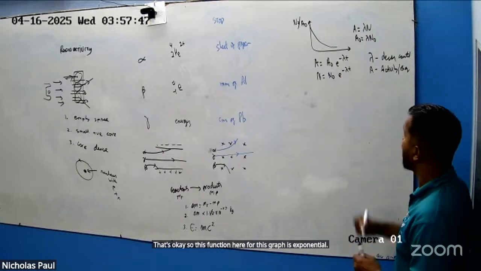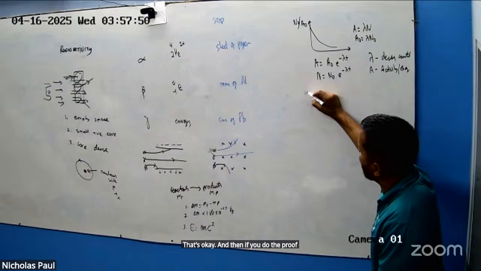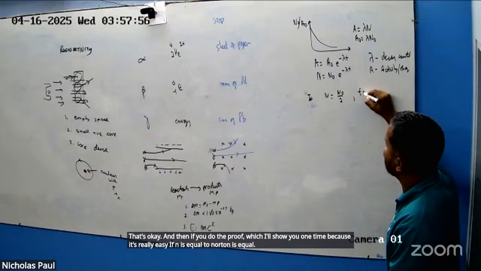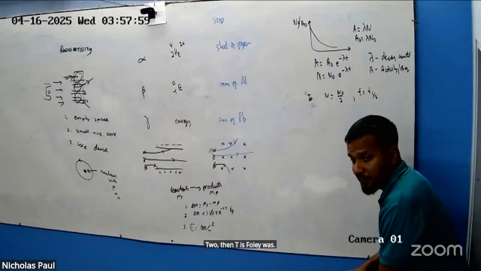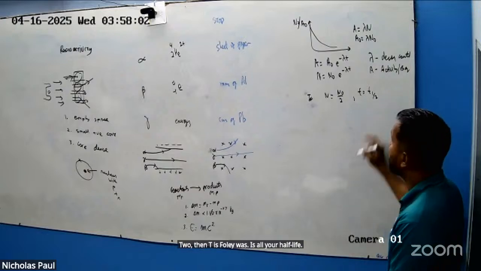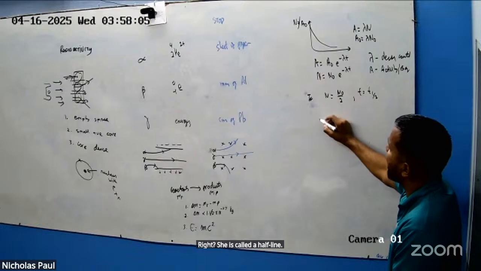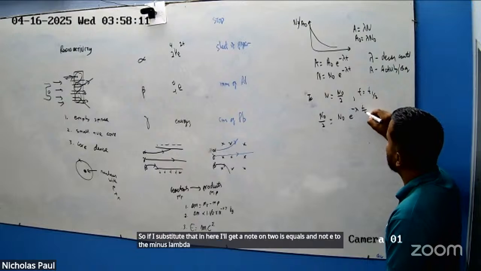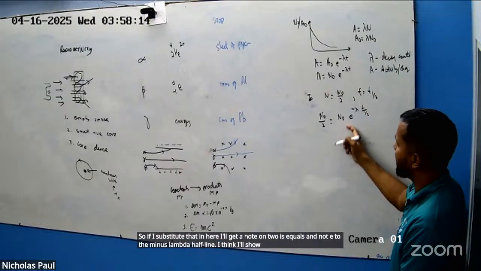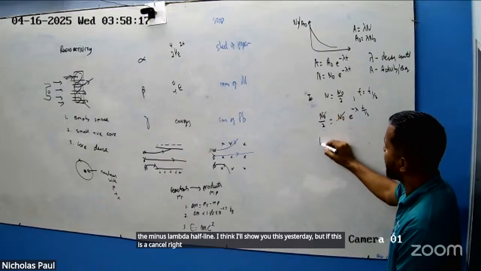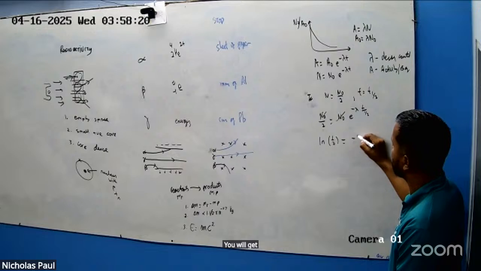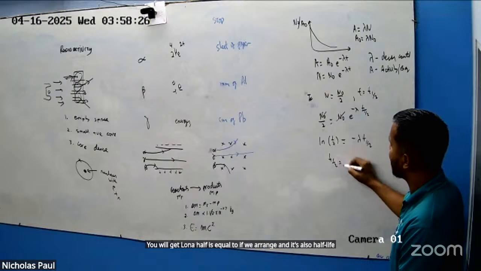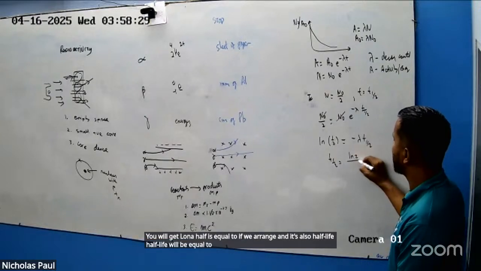And then if we do the little proof, which I'll show you one time because it's real easy. If N is equal to N naught over 2, then t is called your what? t is called your half-life. So if I substitute that in here, I'll get N naught over 2 equals N naught e^(-λ t half). I think I showed you this yesterday, but this will cancel, right? And if you take ln on both sides, you will get ln(1/2) equals minus λ t half. If you rearrange and solve for half-life, it will be equal to ln 2 over λ.